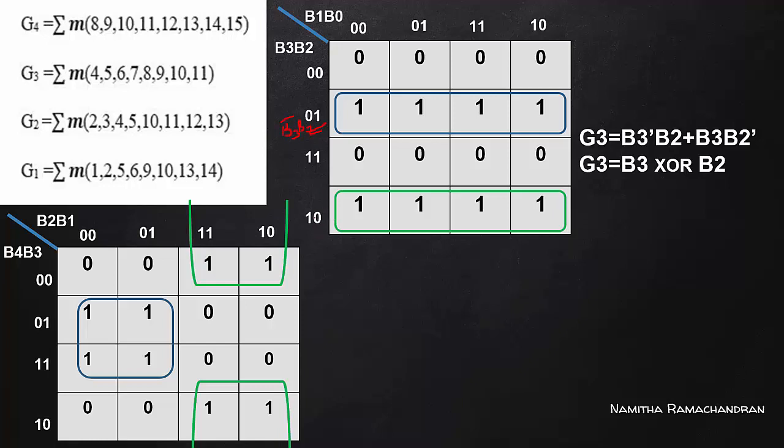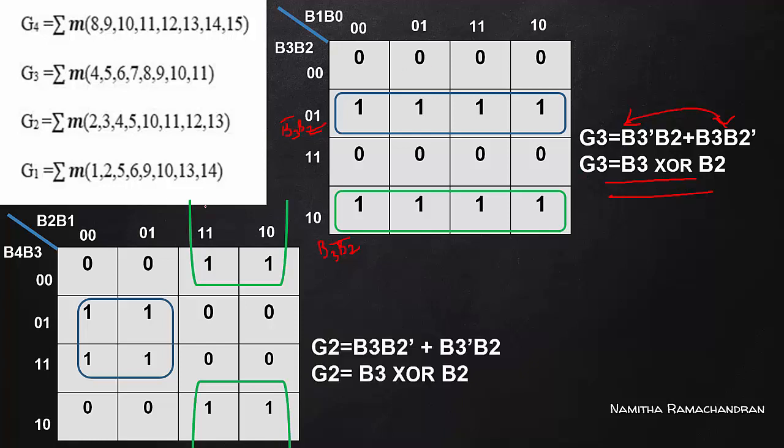And for this green group, these two values are common, and B3 with value 1, B2 with value 0. So the simplified expression for this group is B3 B2 complement. This is B3 complement and B2, or B3 and B2 complement. This is actually the XOR operation between B3 and B2. So this is B3 XOR B2. This is the simplified form for G3.